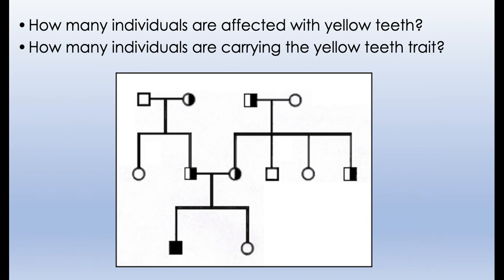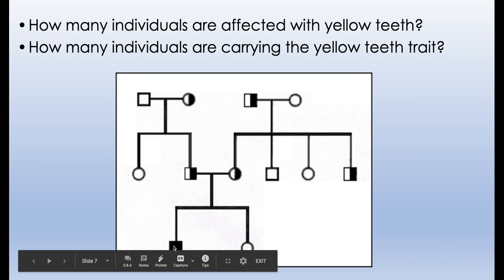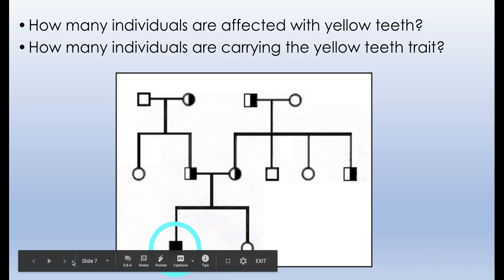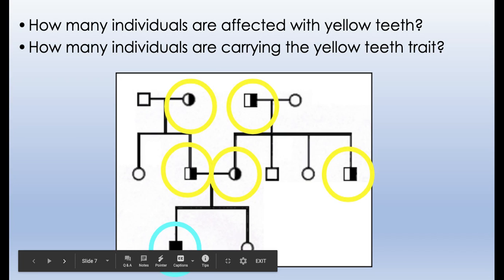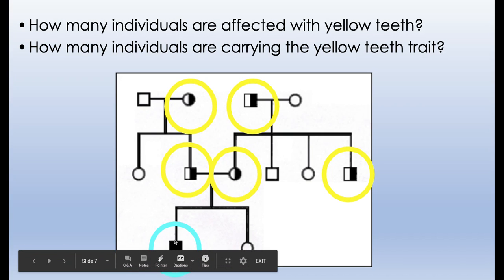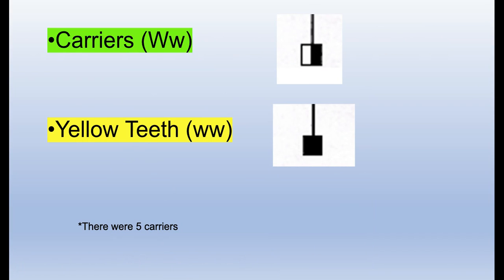Okay, so how many individuals are affected by yellow teeth? Well, we only have one square down here, one shape that's completely filled in. So that would only be one person out of these three generations. But we have 5 people that are potential carriers. So that means somewhere you have to have that. Up here, this person doesn't have the recessive trait, nor does this person, so it's not going to be carried on. But when these two people got married, they brought that recessive trait, causing this one child that they have to have the naturally yellow teeth.